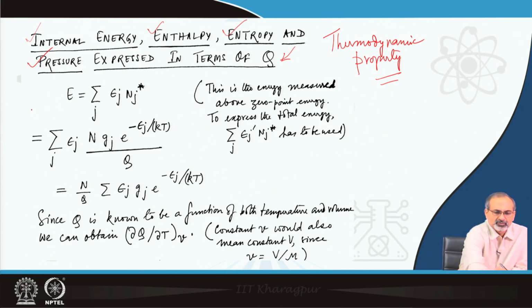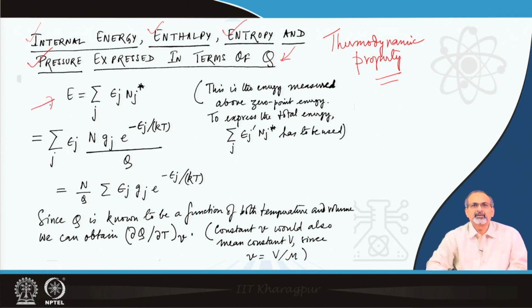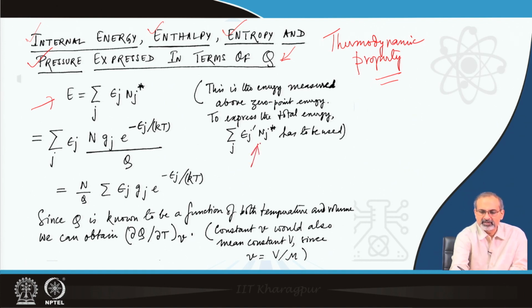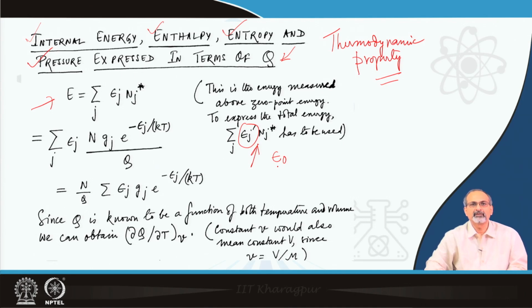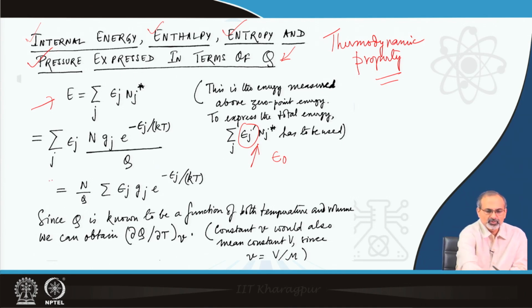Let us see. So, we have the expression for the energy, the total energy. Here we have taken the energy above zero point energy, but in the original expression we had epsilon j dashes, if you recall. You can very well do that here too, but then you have to introduce the epsilon naught values. So, when you introduce the n j star expression that you have got from the Boltzmann distribution, it takes up a form like this.